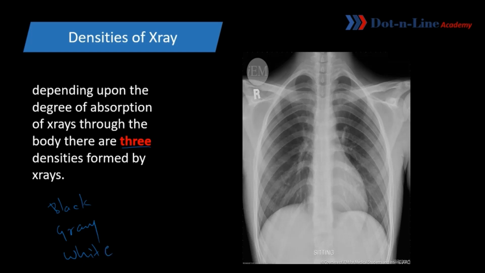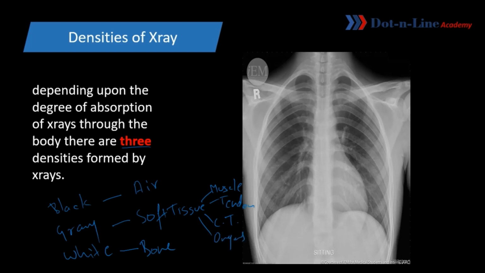The black on the X-ray will be for air, the least X-ray absorbing structure. The white will be for bone, the hard structure, the most X-ray absorbing structure, and gray for soft tissue. Soft tissue can be muscle, can be tendon, can be connective tissue. Okay, can be any soft things, can be organs.